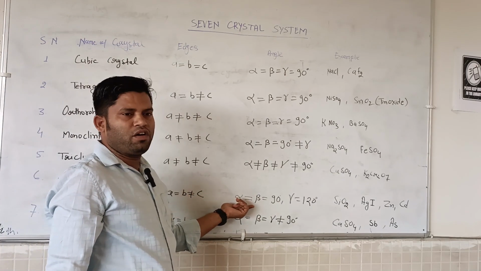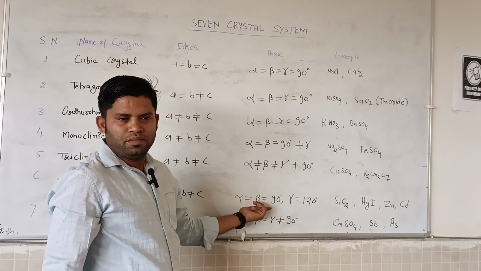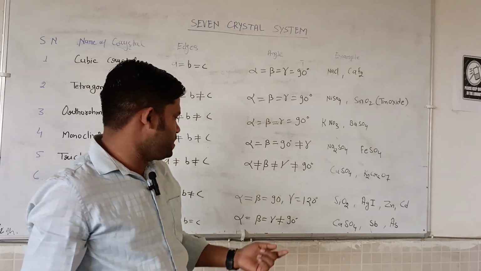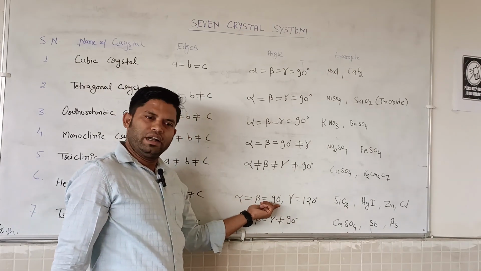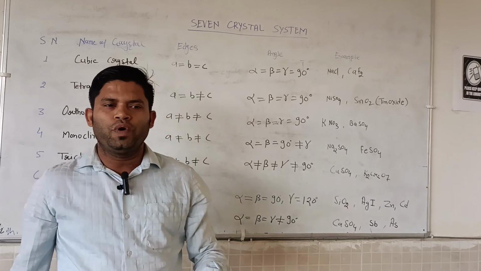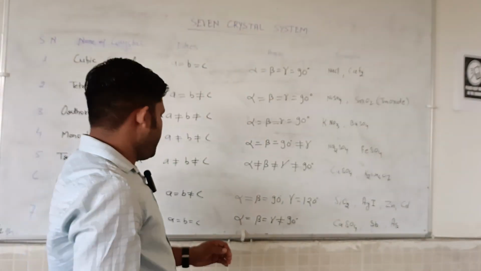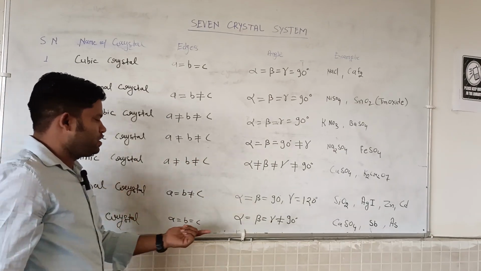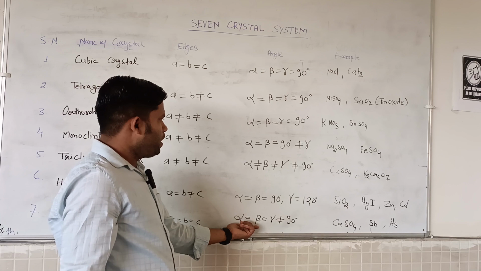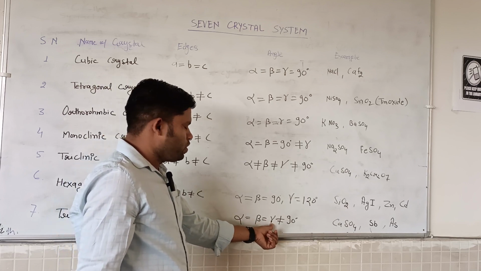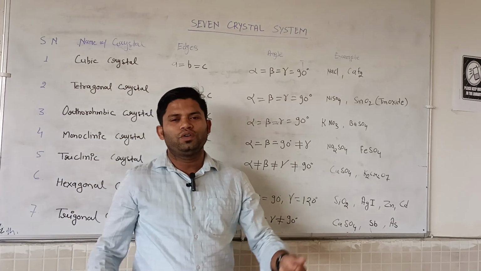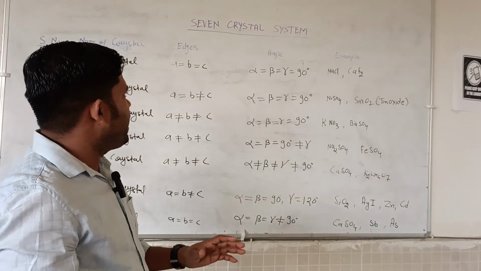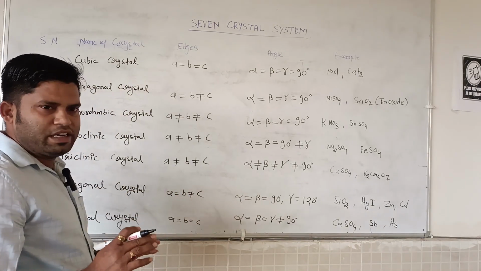In hexagonal crystal only two angles are perpendicular, but the other angle is not perpendicular. That means alpha equals beta equals 90 degrees, but gamma equals 120 degrees. Now come to the trigonal crystal. In trigonal crystal, alpha equals beta equals gamma, not equal to 90 degrees. Clear? Now come to the examples of all the seven crystals.